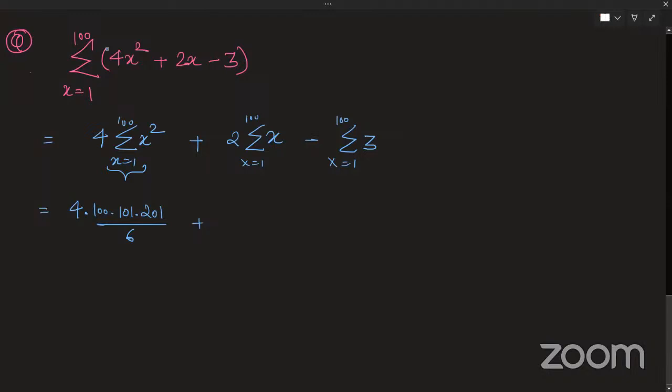Plus, what about this? 2 into the sum of natural numbers. n into n plus 1 by 2. So what is the value of n? 100. So 100 into 101 by 2. Minus, what about this? This one is really easy. It is 300. Correct. So you can just proceed with the calculations and get your answer, right? You can do the calculations on your own. Everything is sorted now. Okay, great, that's really great.